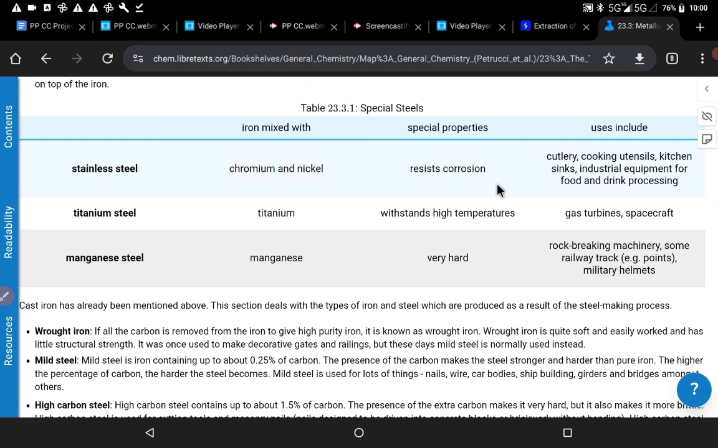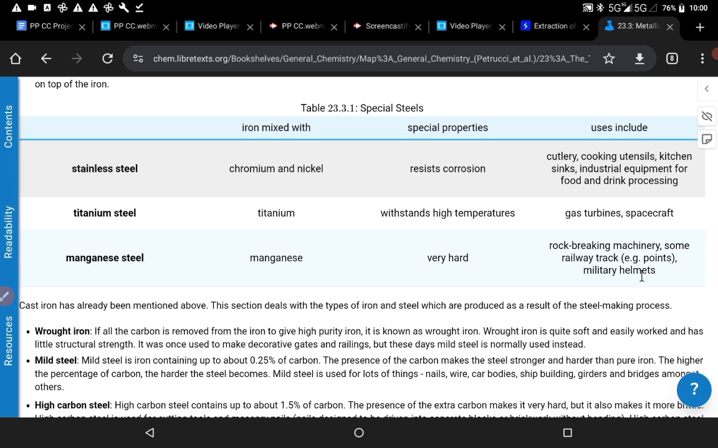Then we have titanium steel, iron mixed with titanium. This one is able to withstand high temperatures. Because of this, it is used in making gas turbines and spacecraft. Then we have manganese steel, iron simply mixed with manganese. This one is very hard, and it is used in rock breaking machinery, some railway track, and also military helmets.